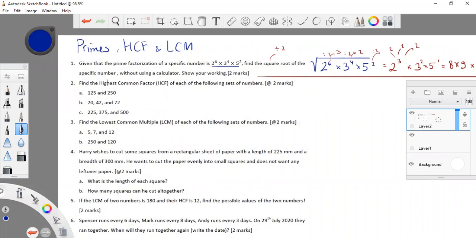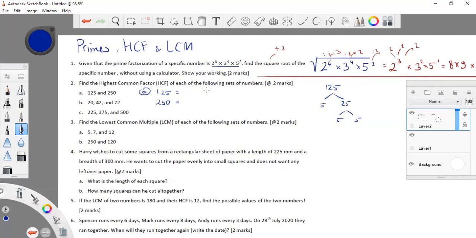Okay. So as Leon asked, can you explain more about HCF and LCM? Now we try to do number 2, part A. We have to find the HCF of 125 and 250, right? What you need to do is find the prime factorization. So 125, I just guessed 5 and 25, right? And then 5 times 5. Okay, so we have 5 cubed.